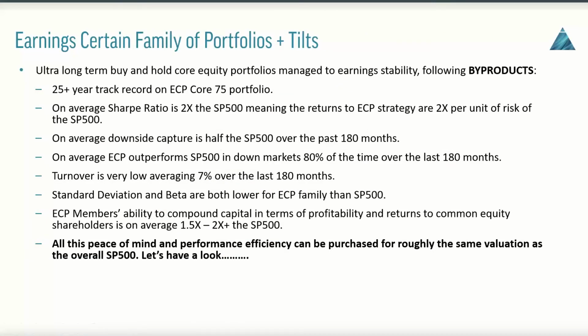So what I wanted to do is just summarize again for everybody on the phone. We're going to have a lot of clients looking at this, and obviously a lot of prospects as well. The earnings certain family of portfolios plus those tilt strategies, again, the earnings certain family is available for upsell in Advisor Tools. So it's not included in the base subscription, but for just a couple dollars more, you can have it in our premium subscription. And it's an ultra long-term buy and hold core equity portfolio that's literally managed to earnings stability. And there's a whole science behind it. More than happy to walk through it again offline with anybody that needs it.